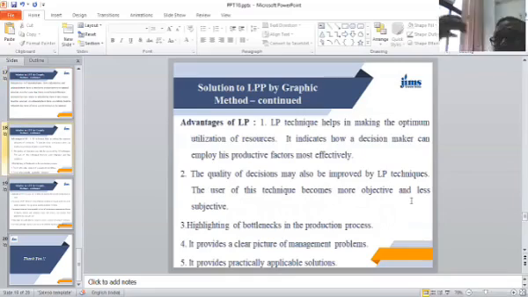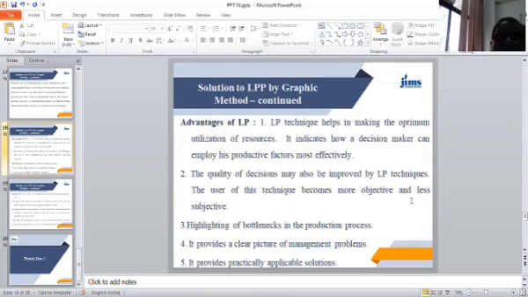Now we conclude our graphical method of solutions with, say, summarizing the advantages of linear programming. So this technique helps in making the optimum utilization of resources. It indicates how a decision maker can employ his productive factors most effectively. Quality of decisions may also be improved by LP techniques because the user becomes more objective and less subjective. So he is able to get a better solution to which otherwise worse solutions are available.